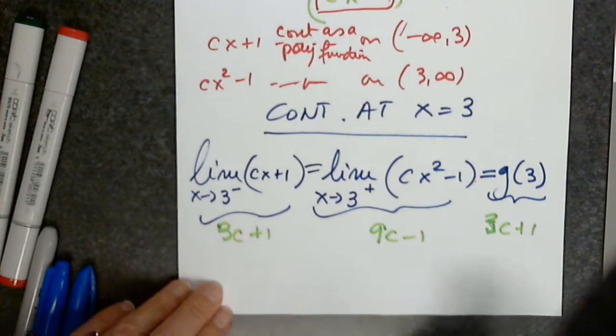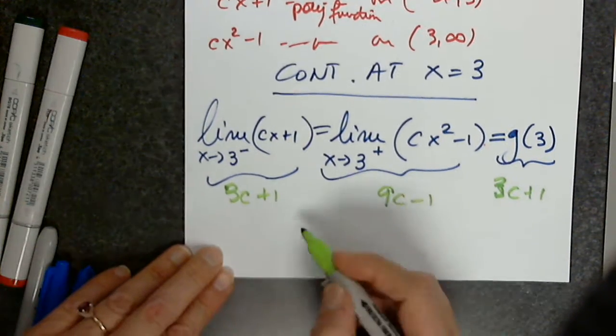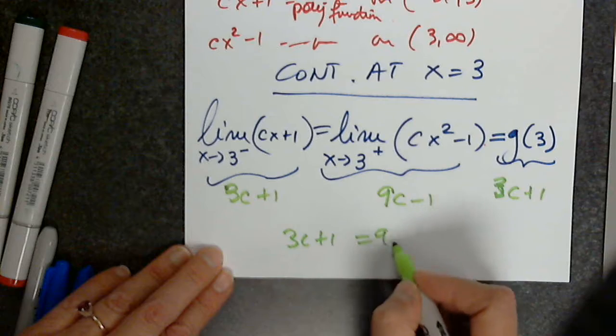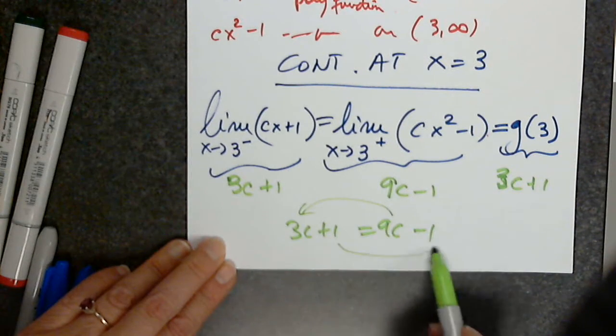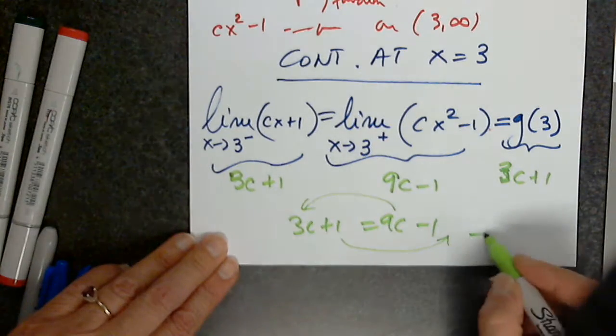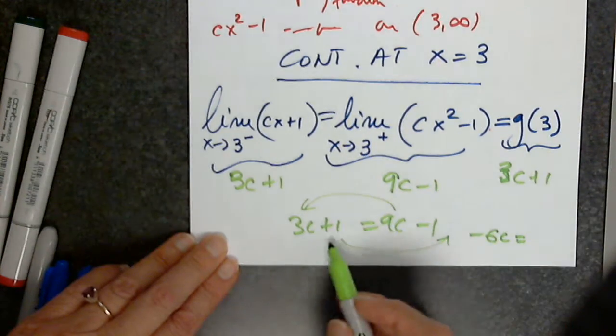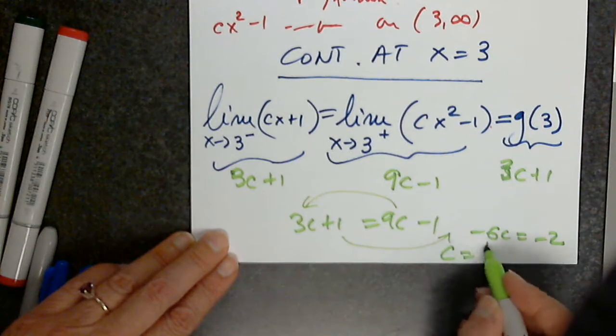Very good. So now, obviously, this must equal this. So 3c plus 1 must equal 9c minus 1. Let's say I'm moving 9c, I'm moving -1 to the other side. When I move 9c, I get -6c. And when I move 1, I get -2. So therefore, c must be 1/3.